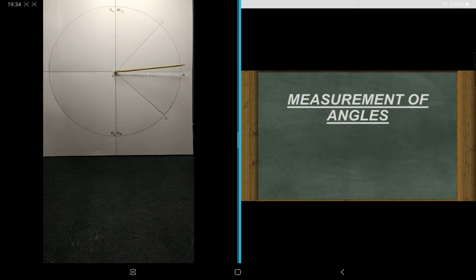So here from now on we'll be discussing more about trigonometry. As angle is a very basic part of trigonometry, we'll be discussing angles first, like angles and their measurements.